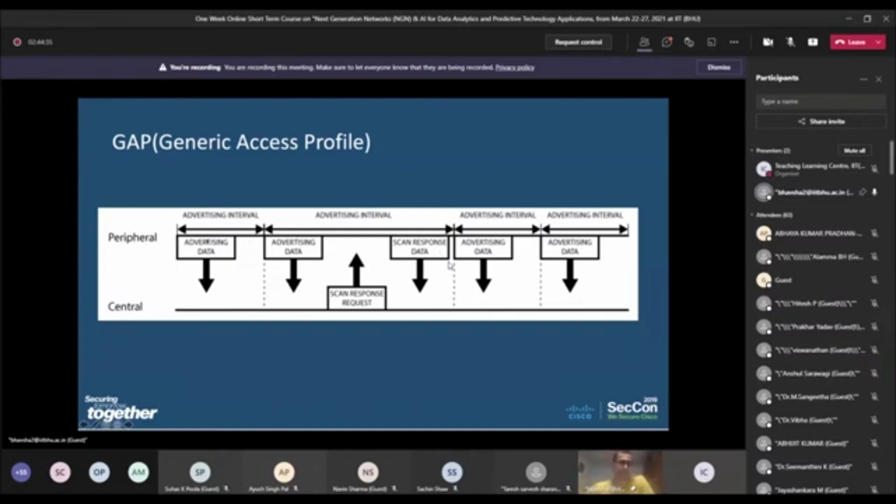The slave device, which is your FitBand or blood pressure monitor device, or basically any IoT device, keeps on advertising itself. And if the client wants to connect to it, it sends a scan request and gets a scan response from the peripheral device, the FitBand device.